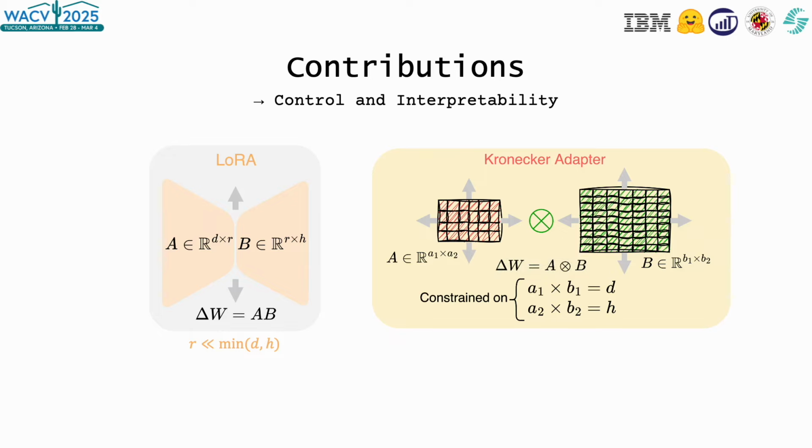The Kronecker adapter computes the Kronecker product, where A and B remain separate matrices with distinct roles. It provides granular control, that is, you can optimize A and B independently, adjusting each to target specific aspects of the model. The dimensions of A and B are bound by a1 times b1 equals d and a2 times b2 equals h. This increase in variables introduces finer control over the dimensions of matrices. In other words, LoRA has only a single parameter r controlling the tuning, whereas the Kronecker adapter has two.